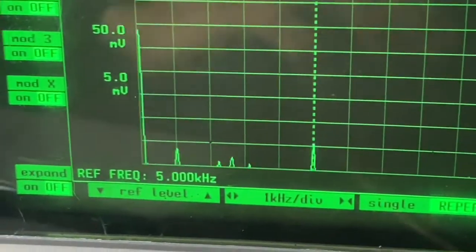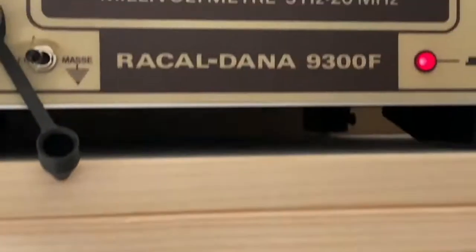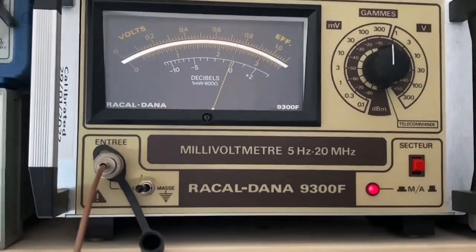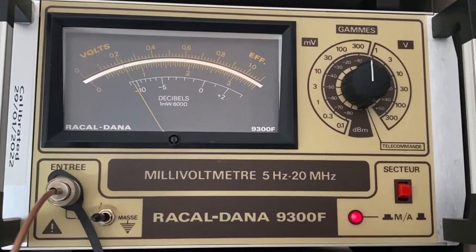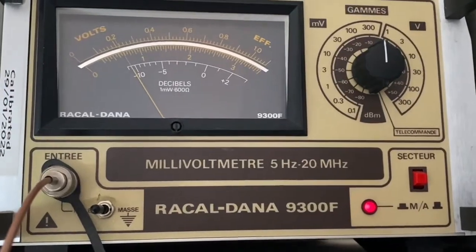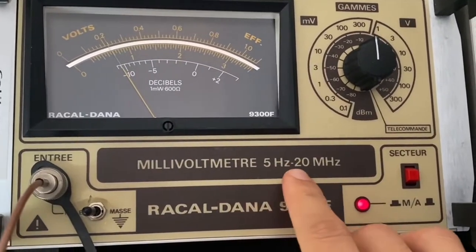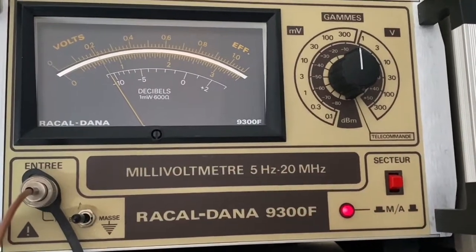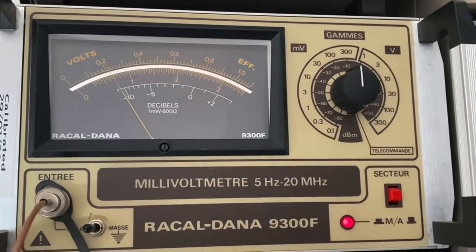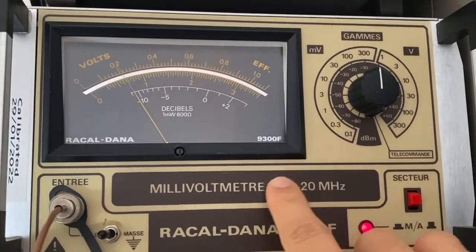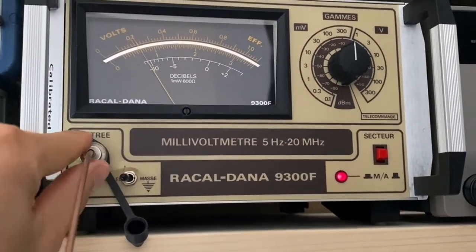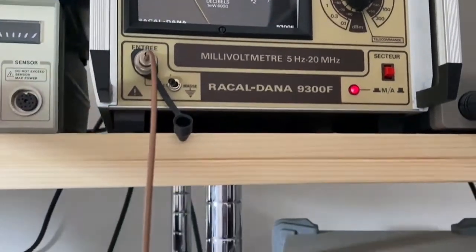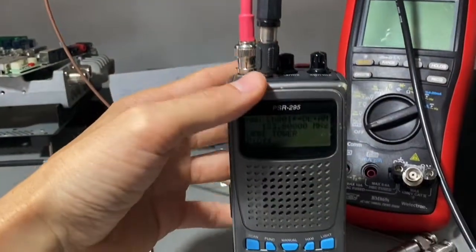So to do that, I'm going to use my Racal-Dana 9300F, which is an analog instrument which measures voltage levels from 5 Hz to 20 MHz with a good degree of accuracy. And yeah, so let's measure that, okay? So we are sending to it the audio spectrum coming out from this scanner once again.